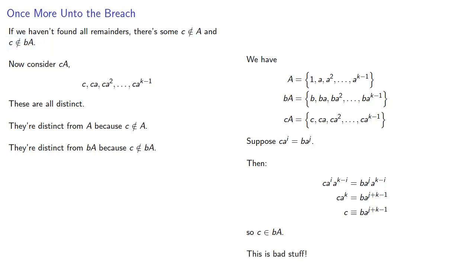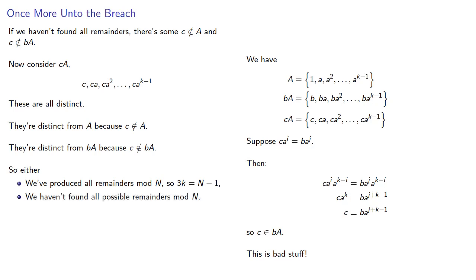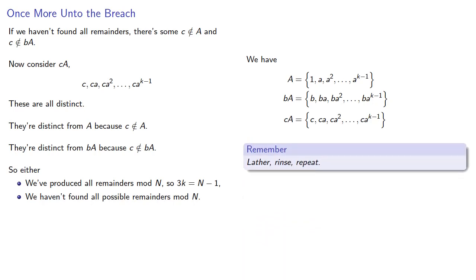And so once again, there are two possibilities. We've produced all remainders mod n, and so 3k is equal to n minus 1, or we haven't found all possible remainders. And we can lather, rinse, repeat.